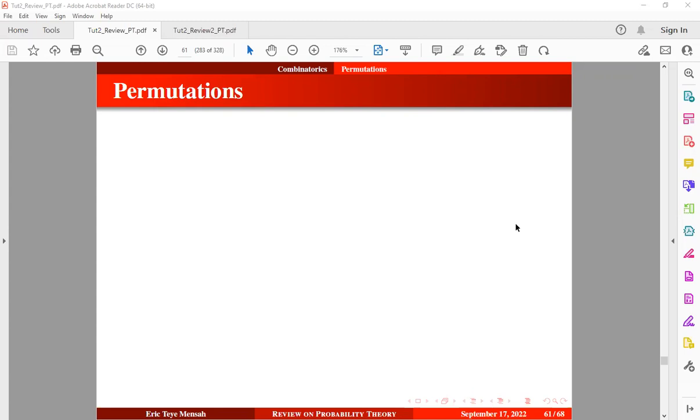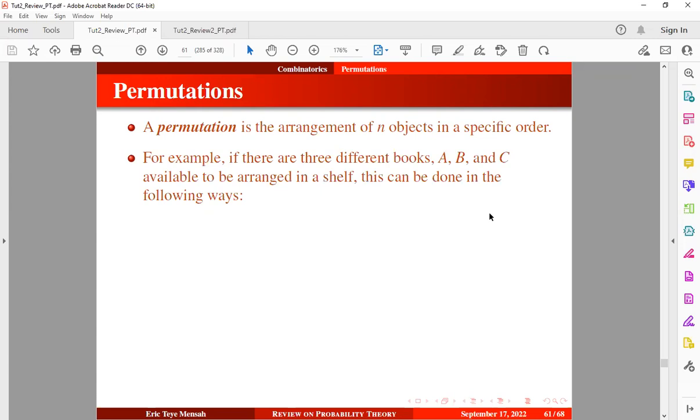So now I want to take a look at the second type of combinatorics and statistics, known as permutations. So what is permutation? Permutation is the arrangement of an object or a finite number of objects in a specific order. For example, if there are three different books, A, B, and C, available to be arranged on a shelf, this can be done in the following ways.